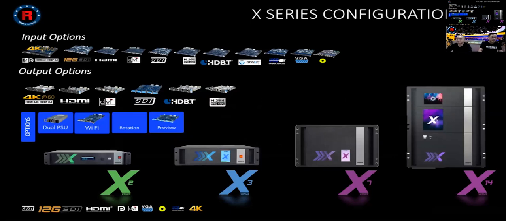All of them can support from 2K to 4K signal input, like HDMI 1.3, VGA, 3G SDI, 12G SDI, and so on. On the output, it also supports different outputs. I will base on X3 to introduce the input and output in more detail for you.